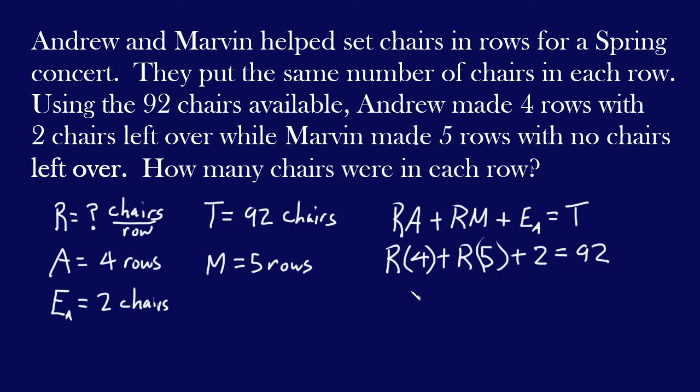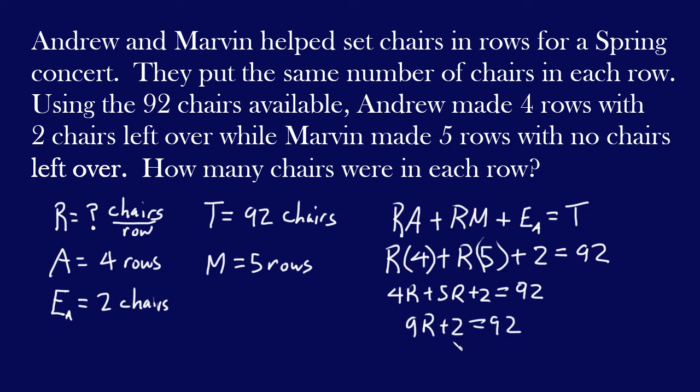So what's the goal of this math sentence? Well, it looks a little bit weird, and that's because this coefficient is in the back. So we rewrite it as 4r plus 5r plus 2 is equal to 92. Now it looks a little bit more familiar. And at this point, we just combine like terms. So 4r plus 5r is 9r, plus 2 is equal to 92.